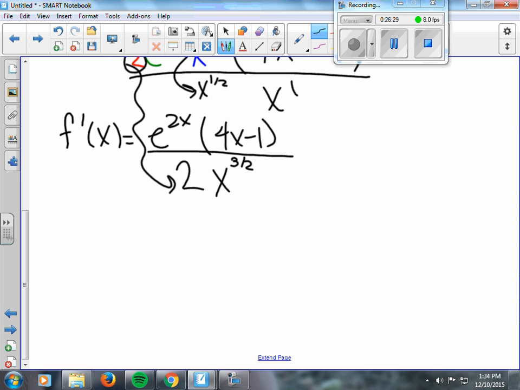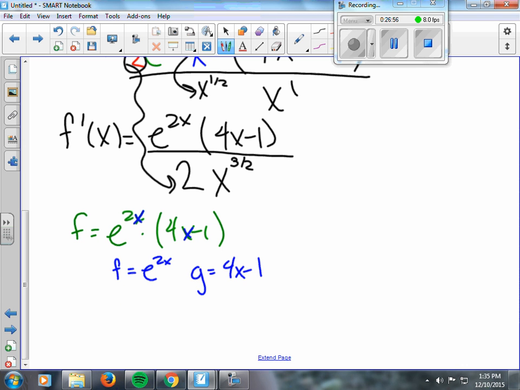And in this version, and in all versions, you're going to have to use a product rule and a quotient rule. Wow. Okay. Let me do the numerator first. I'm going to label the numerator f, and that's e to the 2x times 4x minus 1. It is a product, because see how you have an x in both parts. So I'm going to label the f e to the 2x and the g 4x minus 1. The f prime is 2e to the 2x. The g prime is 4.